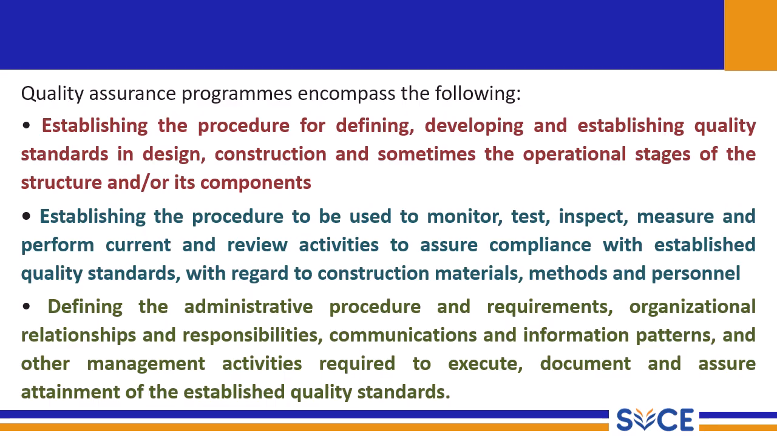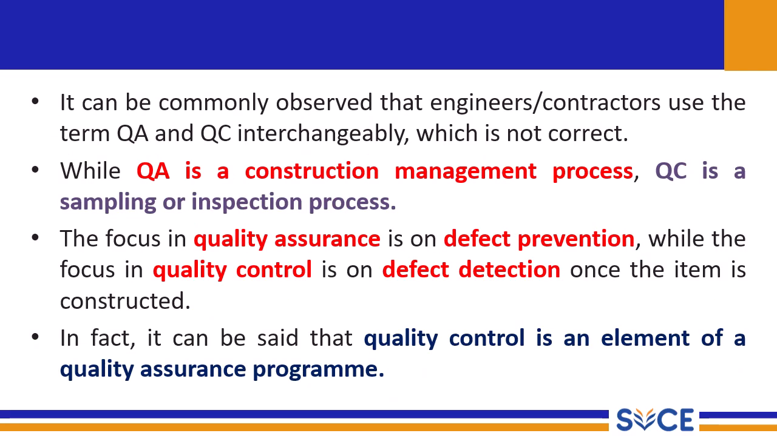It is commonly observed that engineers and contractors use the terms quality assurance and quality control interchangeably. That is not correct. While QA is a construction management process and QC is a sampling or inspection process, the focus in QA is on defect prevention, while the focus in quality control is on defect detection. So in quality control, we are going to detect the defect. The quality assurance is to prevent the defects. The main objective is to prevent the defect.